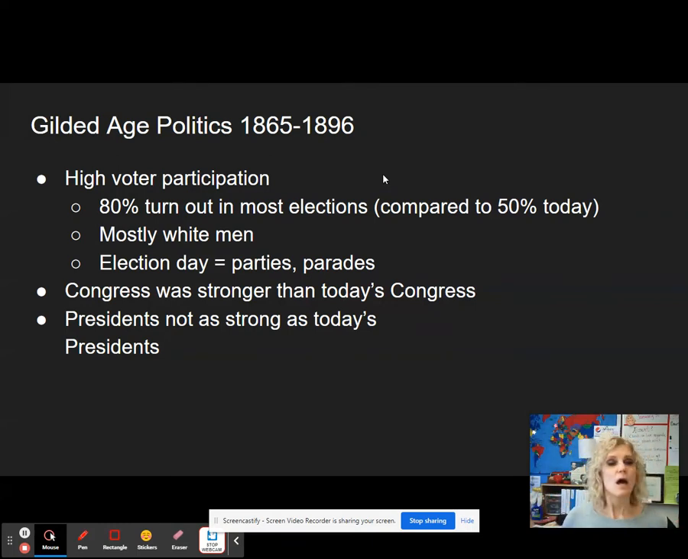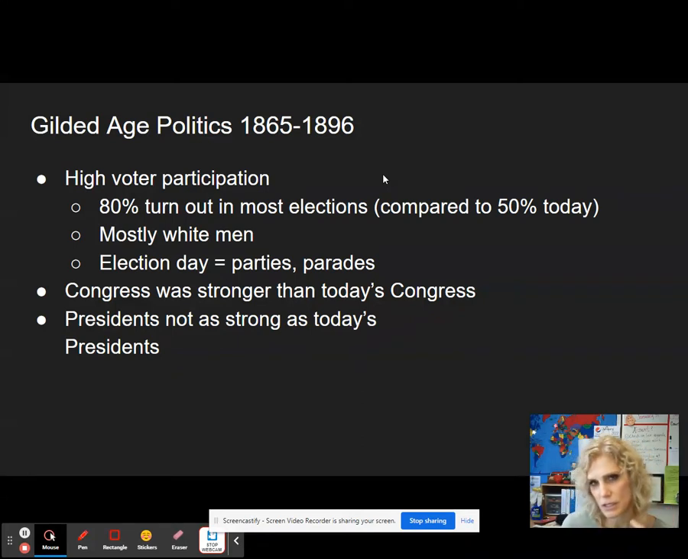But regardless, in Gilded Age politics, there was a high percentage of voter participation. 80% turned out for elections compared to 50% or lower today. Mostly white men, because remember, women were not allowed to vote. And also the vote was so new for African Americans that there was still a lot of sabotage and probably intimidation at the polls. Also literacy rates and poll taxes were a problem. So mostly white men showed up.